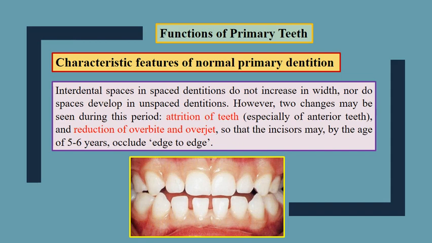However, two changes may be seen during this period: attrition of teeth, especially of anterior teeth, and reduction of overbite and overjet. راح نشاهد خلال هذه الفترة حالتين. أول حالة هي attrition of teeth، الاحتكاك بين الأسنان وخاصة بالنسبة للأسنان الأمامية، إضافة إلى الحالة الثانية هي reduction of overbite and overjet. So that the incisors may, by the age of 5 to 6 years, occlude edge to edge. ممكن بعمر 5 إلى 6 سنوات راح نشاهد حافة أسنان الفك الأعلى تكون edge to edge مع أسنان الفك الأسفل.